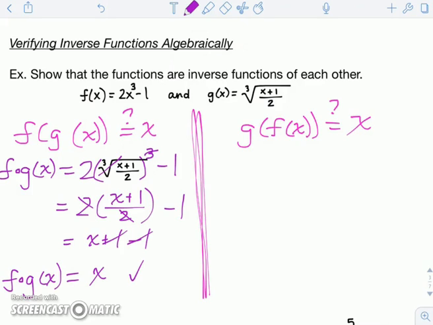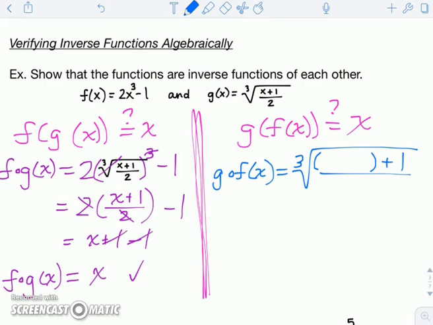One down, one to go. I have to prove them both. If one works, that's great, but I want to show the other one works as well. So now I'm going to take my original function of g, and write it again like this, so we get used to the notation and to save space. And my original function is the cube root of x plus 1 all over 2.